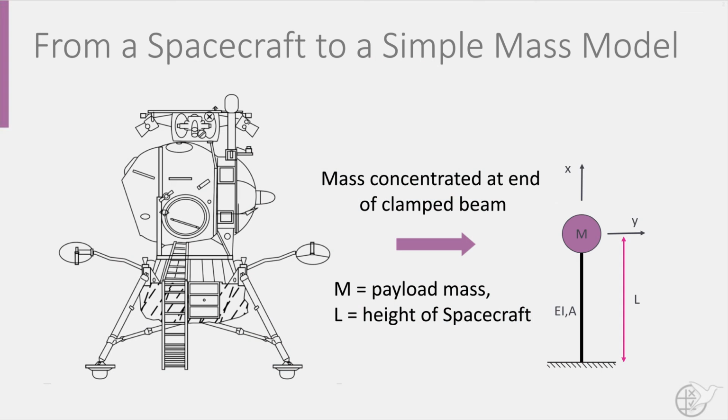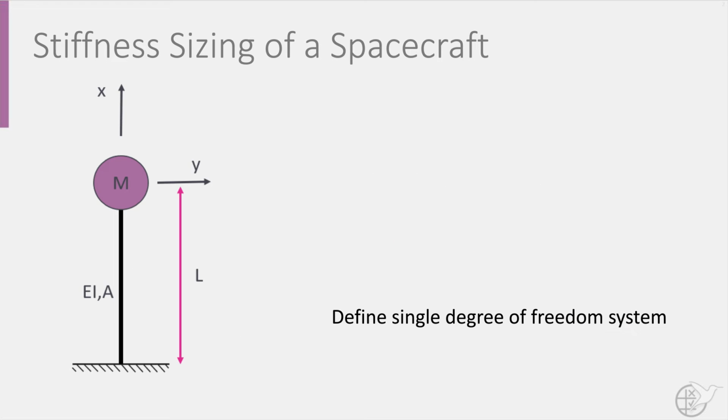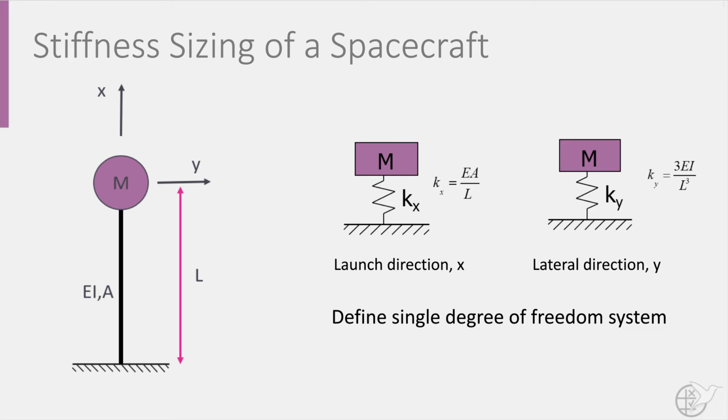So how can we apply this formula to our spacecraft? Many satellites can simply be modeled as a concentrated mass at the end of a clamped beam. M is the mass of your payload of your spacecraft and L the height of the spacecraft. The beam in practice is often a thin-walled cylinder whose mass is much less than the payload on top, which is why the mass of the cylinder, or bus as it is known, is neglected. The beam, like all beams, will have a stiffness EI and a cross-section A. We can now define a simple single degree of freedom system involving a mass m and a spring. We define one system in axial direction and one in lateral direction, each with their corresponding stiffness Kx and Ky.